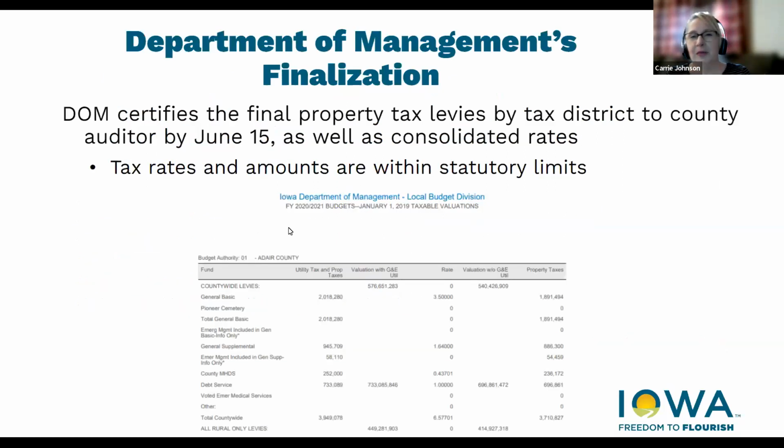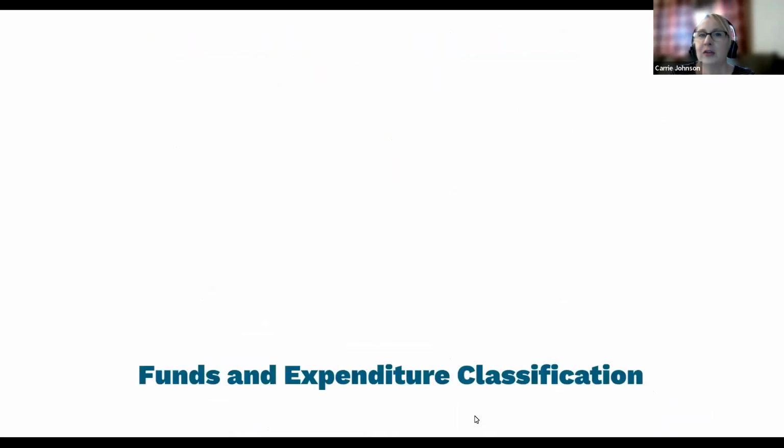And then the Department of Management, again, has the role of finalizing those budgets after the county auditors locally certify. We again take a look and make sure that tax rates and amounts are within statutory limits. So that's the full circle of the process in general and everybody's role in that process.